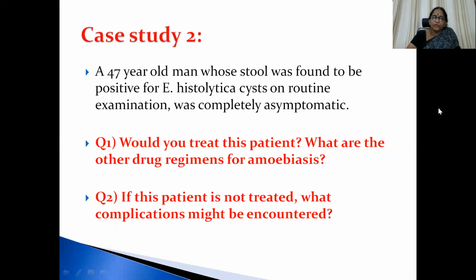Then case study 2. A 47-year-old man whose stool was found to be positive for Entamoeba histolytica cysts on routine examination was completely asymptomatic. Would you treat this patient? What are the other drug regimens for amebiasis? If this patient is not treated, what complications might be encountered? Because he is an asymptomatic person.